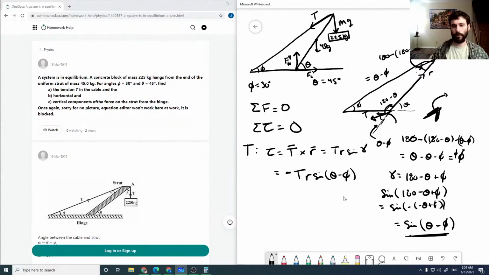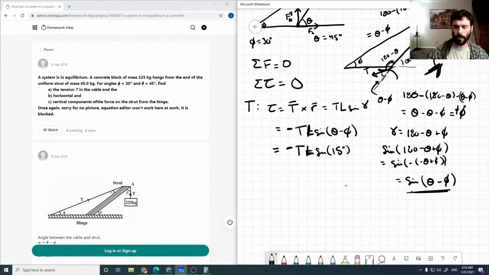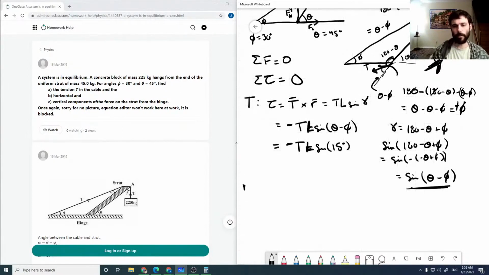And so our torque, finally, for our tension, is just TR sine theta minus phi, and we can put in some values here, and TR sine of 15 degrees. And actually, instead of R, I should have used, does it say how long the strut is? I guess I use L actually for the length of the strut. So I'll just use L for the length of the strut, and that'll just come in later. Okay, so there's our tension. It took a while, but it's okay.